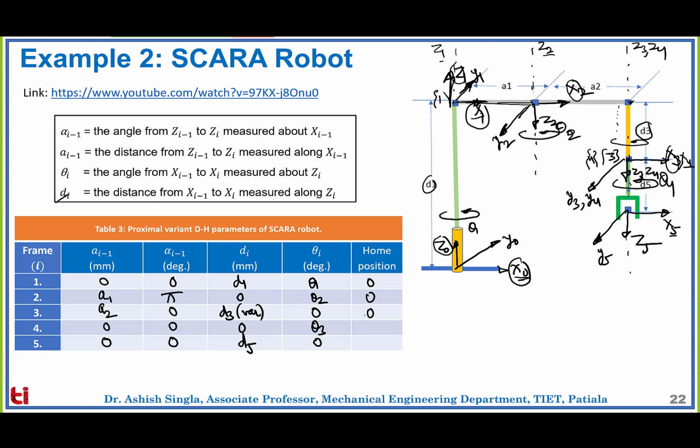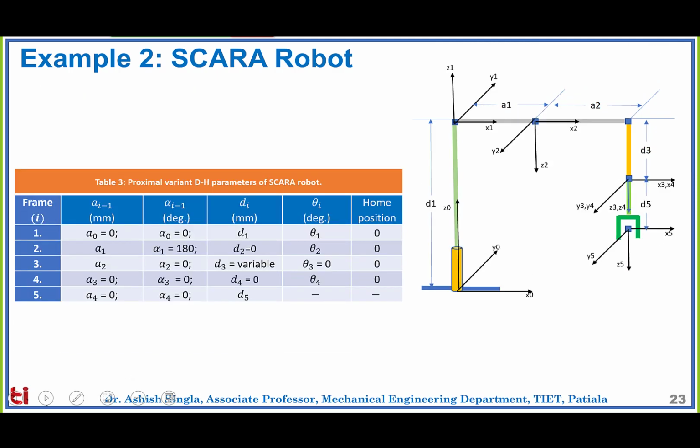x3, x4 are the same angle 0. So all angles are 0, and this is not a variable. So this is a typical DH parameter table for the SCARA robot at this particular config. This will be calculated in the next slide. So this is the frame assignment, and these are all the parameters which we have calculated in the previous slide.